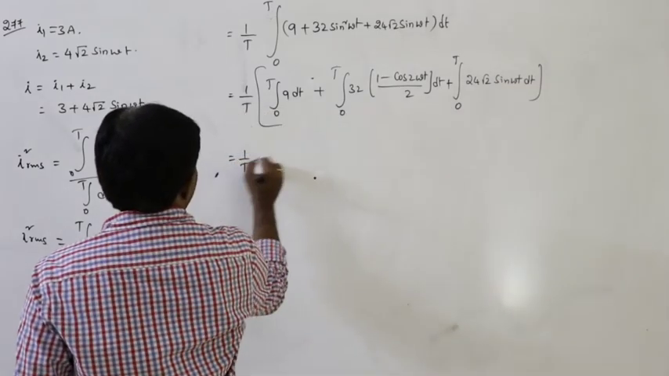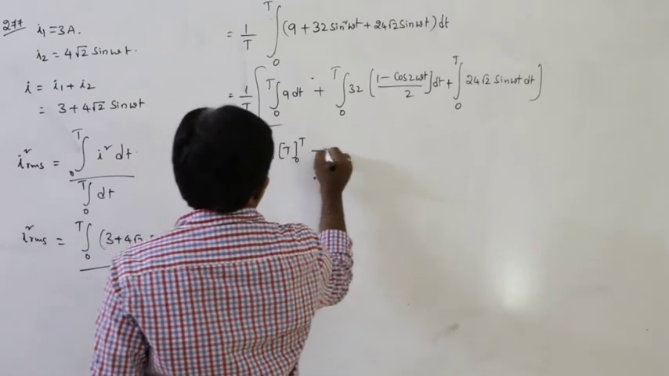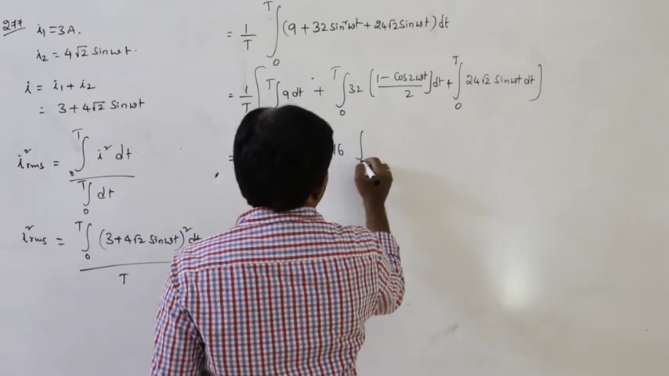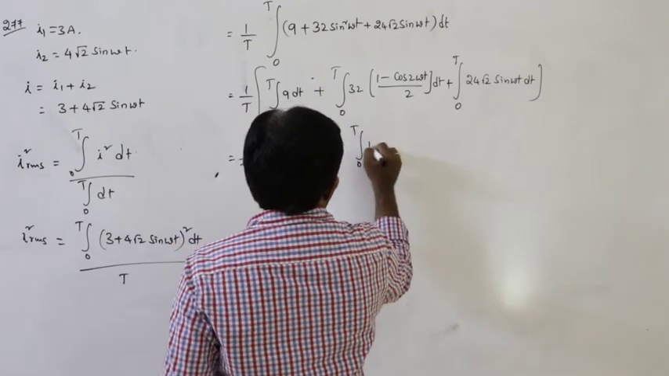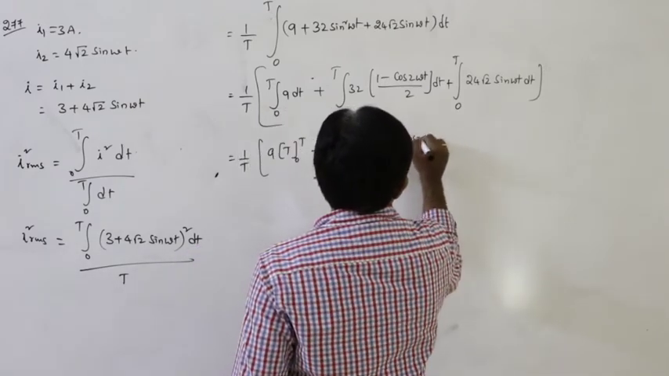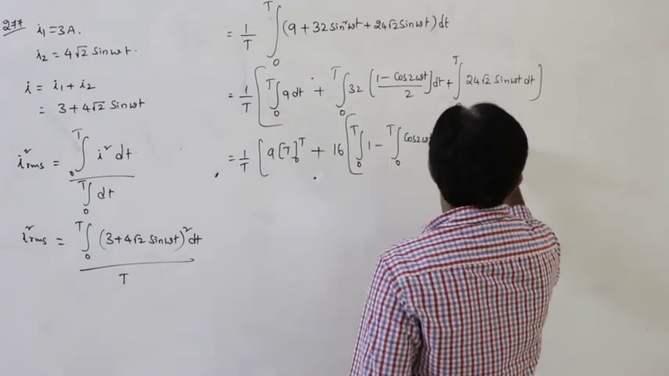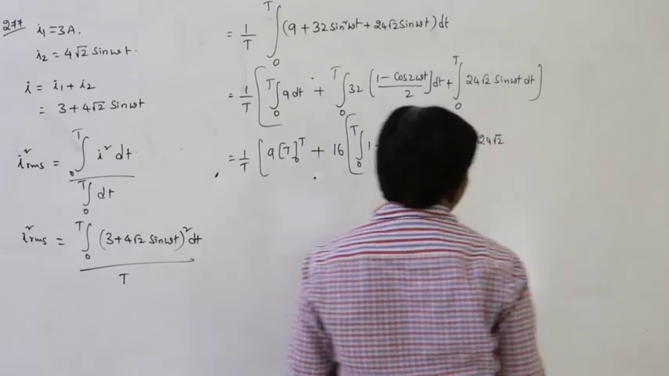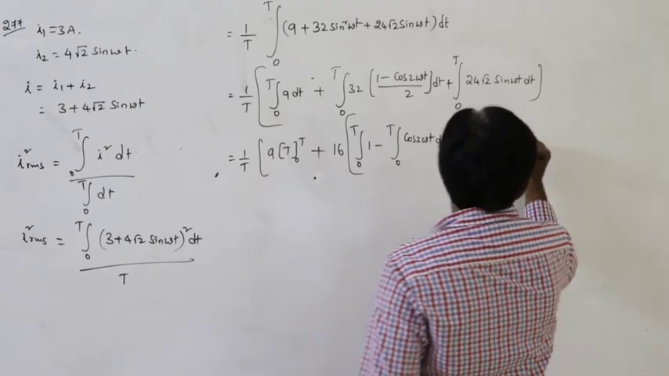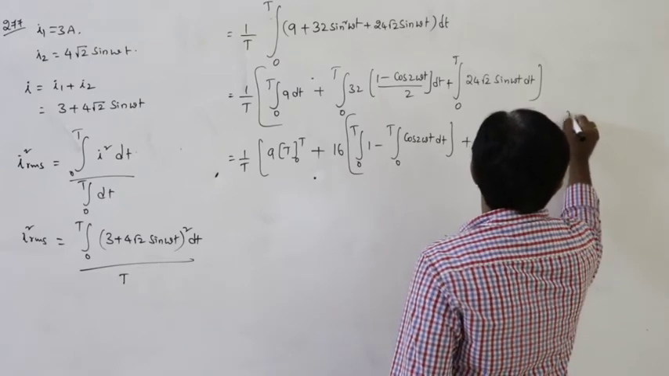So this is 1 by T into 9 into T from 0 to T, plus 32 by 2, which is 16, into integral from 0 to T of 1 minus cos 2 omega t dt, plus 24 root 2 into integral of sin omega t dt. The integral of sin omega t dt is minus cos omega t divided by omega, from 0 to T.